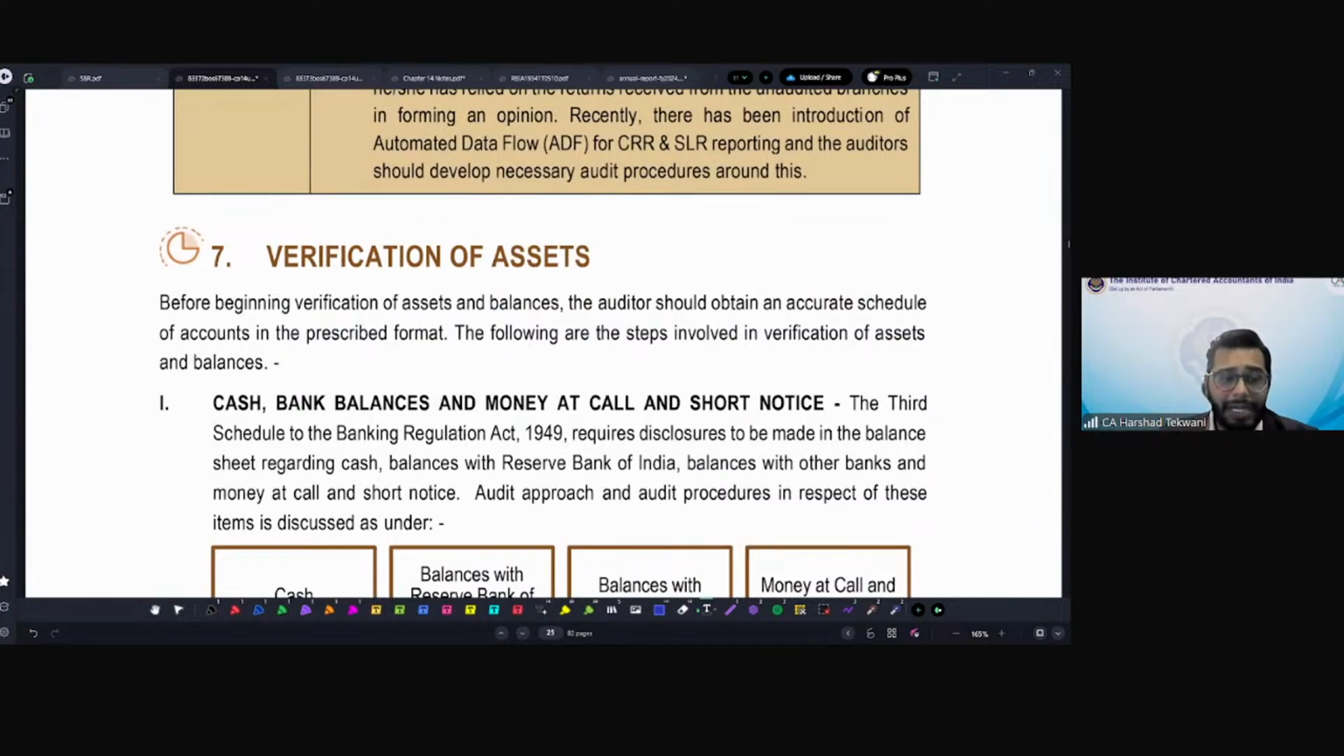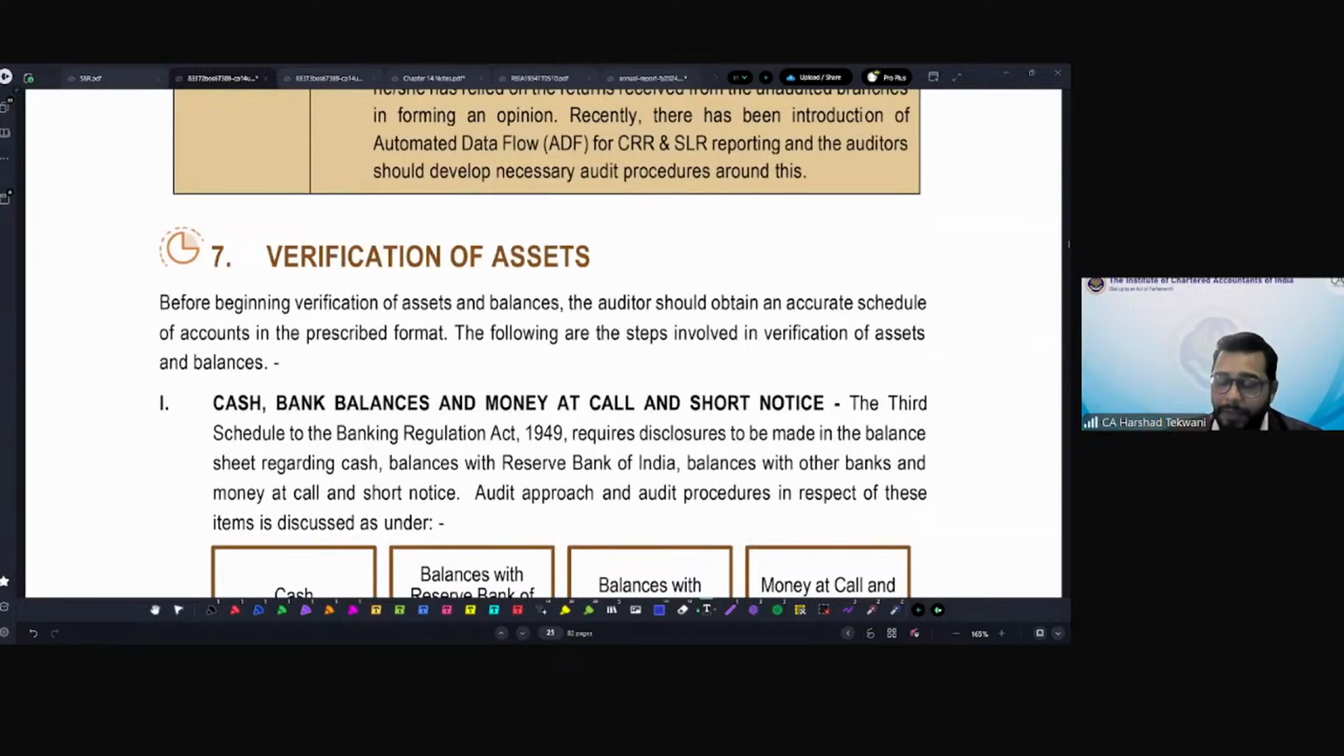Again, there is no alternative to reading. So after this, you have to go through and read how the audit of CRR or SLR is done. In a bank, each and every area plays an important role. They have specific requirements for the audit of that particular area. As a result, your reading is necessary for that particular area. Clear?